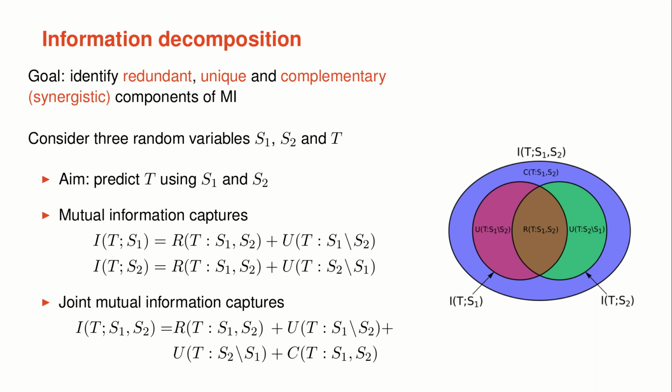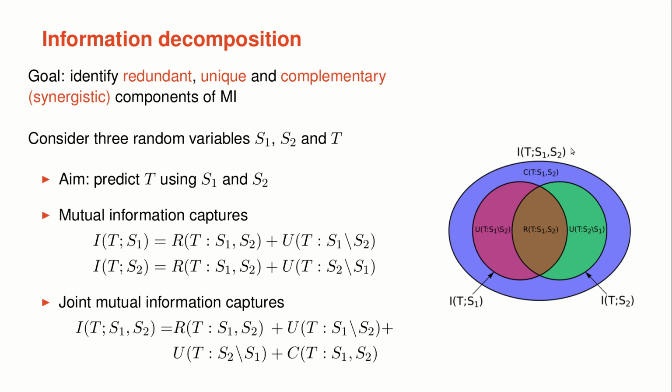We can illustrate this simply with examples of two source variables and one target. The goal is to try and predict the target using those source variables. And what we want to do is decompose the mutual information from either those sources individually or jointly about the target. And we can look at this equivalently using equations or using a diagrammatic approach.